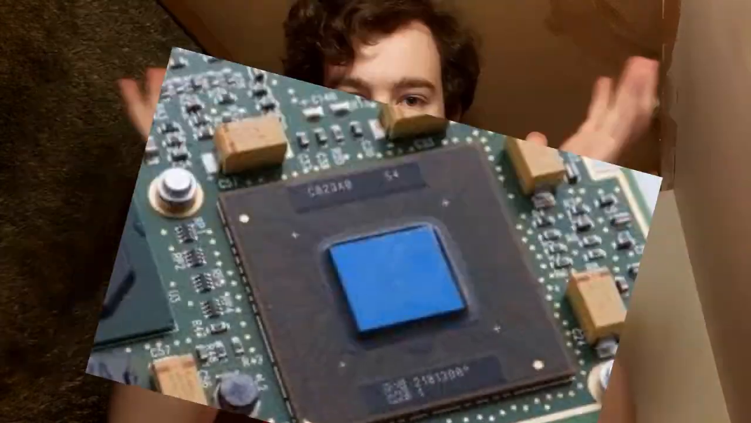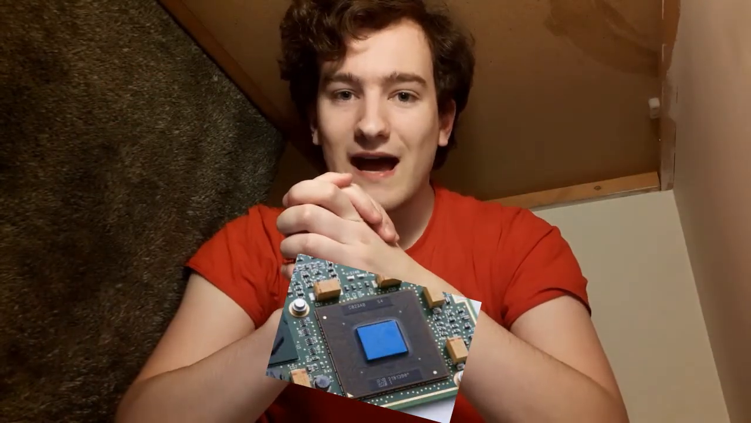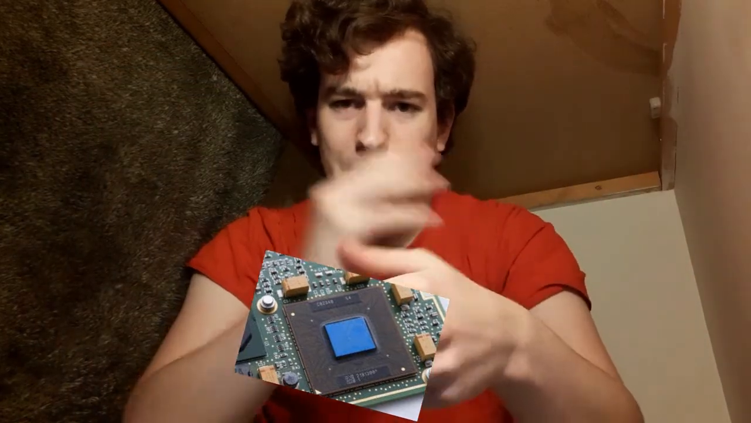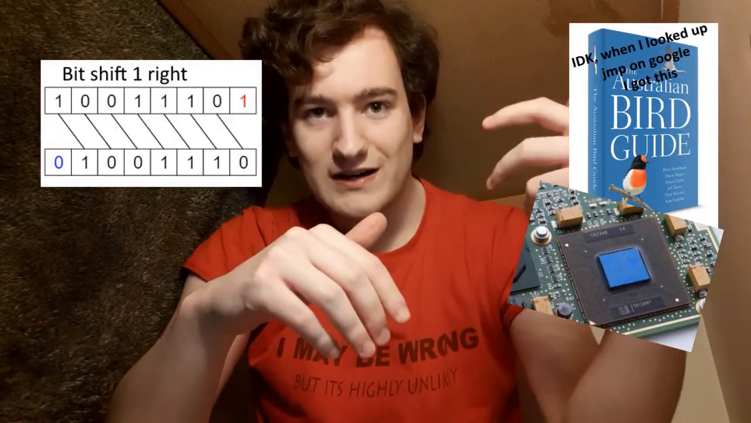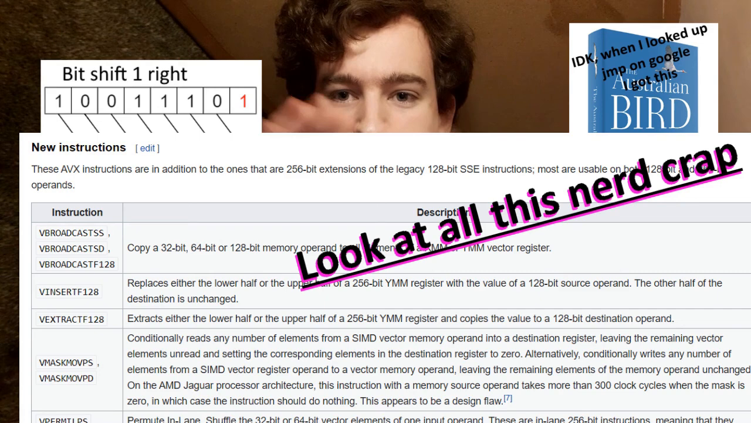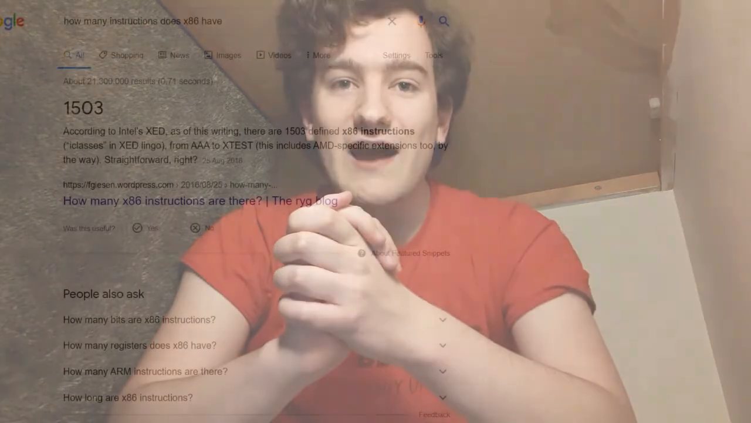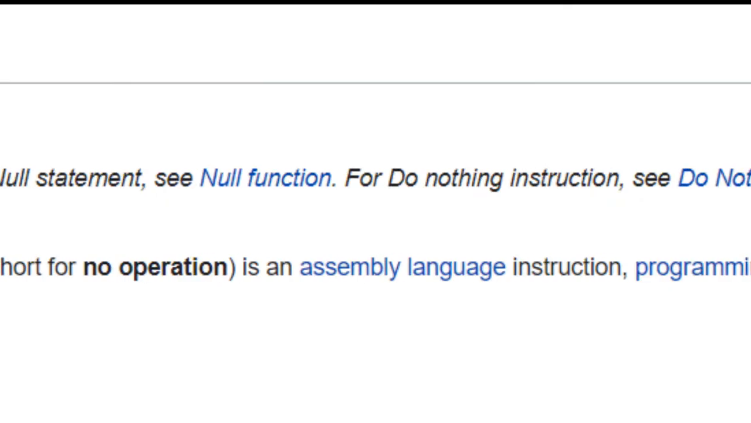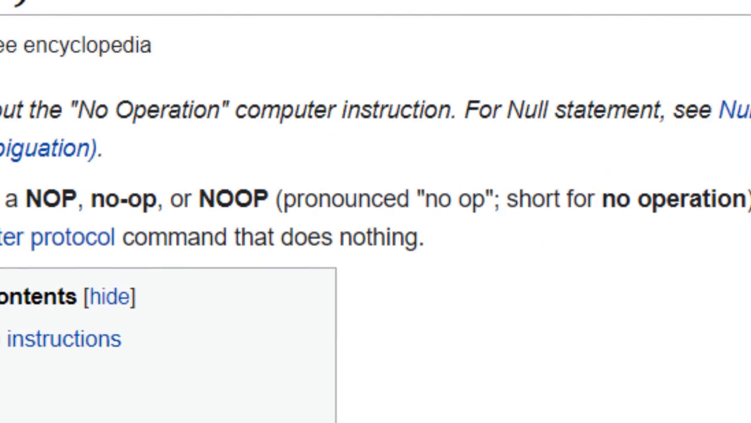So the CPU, as the main brain of the computer, has a lot of things to do. Its instructions are very broad, from bit shifting to jumping about in the program to complex vector additions. All in all, they have 1,503 instructions. What do we need all of those? What does this one do? NOP, an assembly language instruction that does nothing. When would I ever need to use NOP?